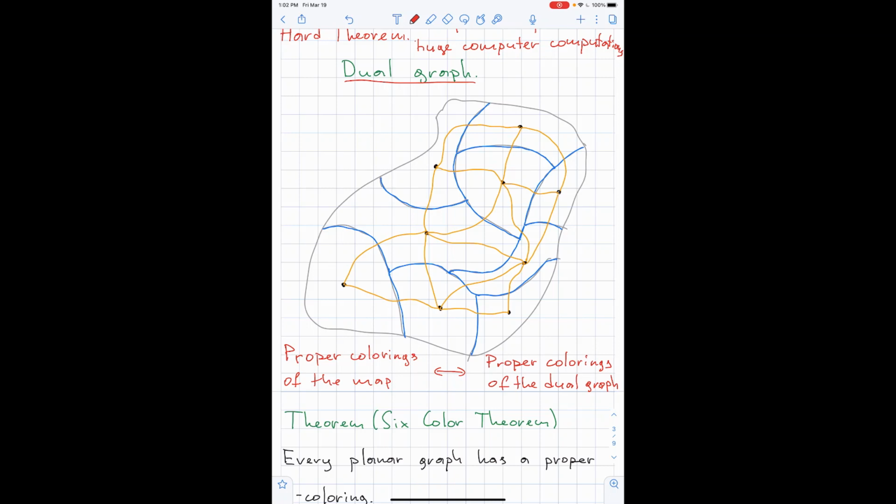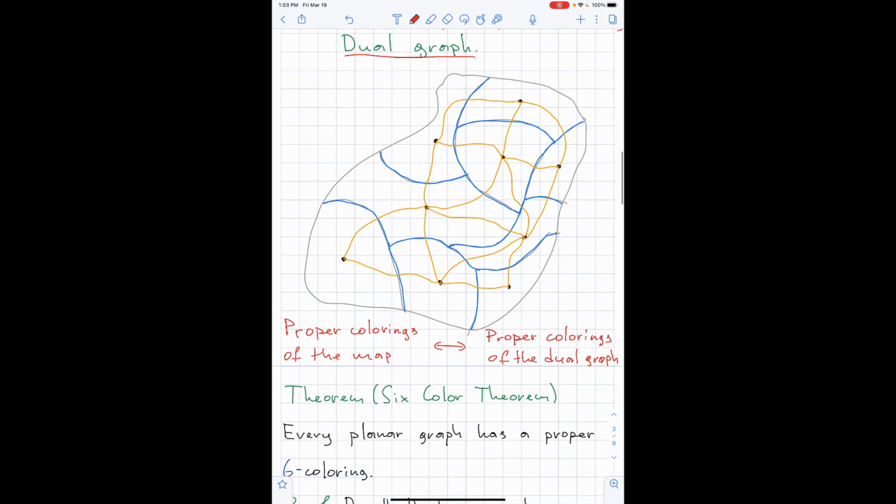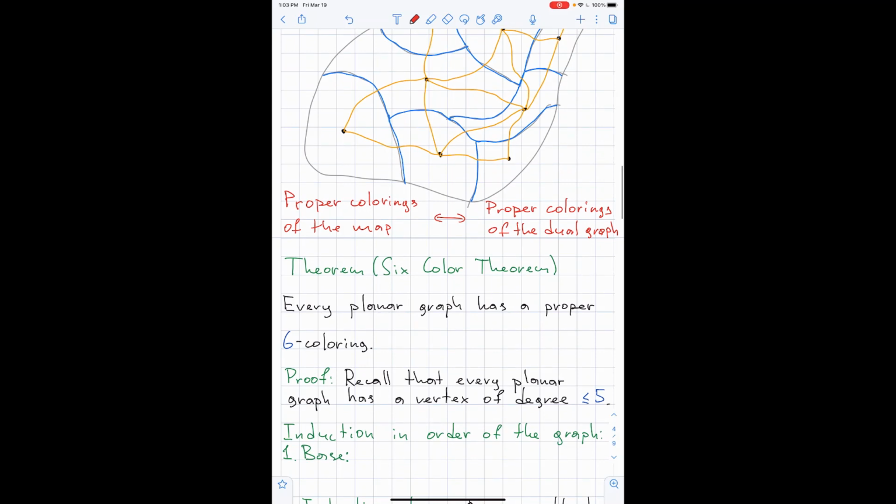One can also show, that's not very hard to do, but I'll skip that, that if you have a planar graph, then you can draw a map that corresponds to it as well. So therefore coloring maps and coloring planar graphs is just the same thing. So now with this in mind, we'll focus on coloring planar graphs rather than maps because it's a little bit more convenient to work with.